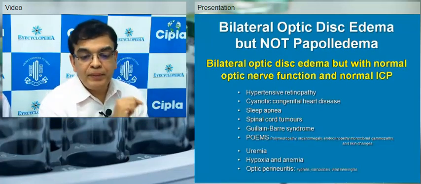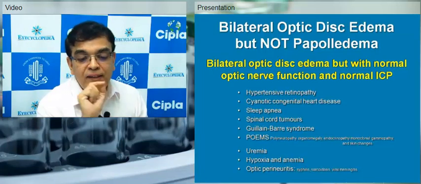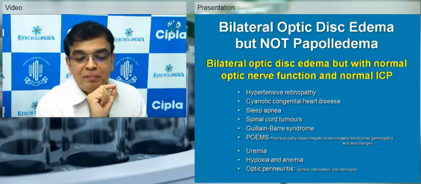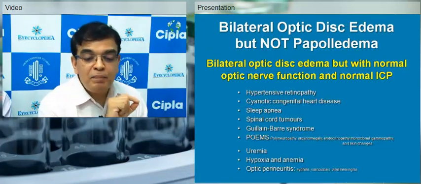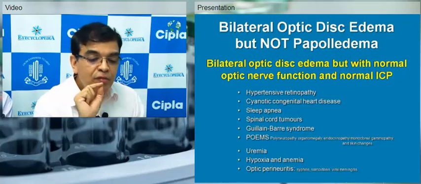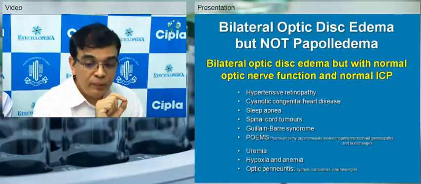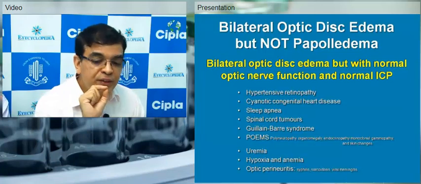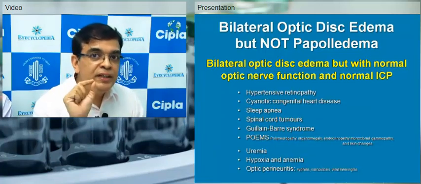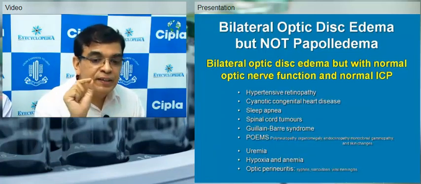What happens if you have bilateral, apologies for the spelling mistake there, bilateral optic disc edema but not papilledema? In other words, you have both eyes, the disc is really swollen, but the optic nerve function is normal, and someone has checked the raised intracranial pressure and that is also found to be normal.